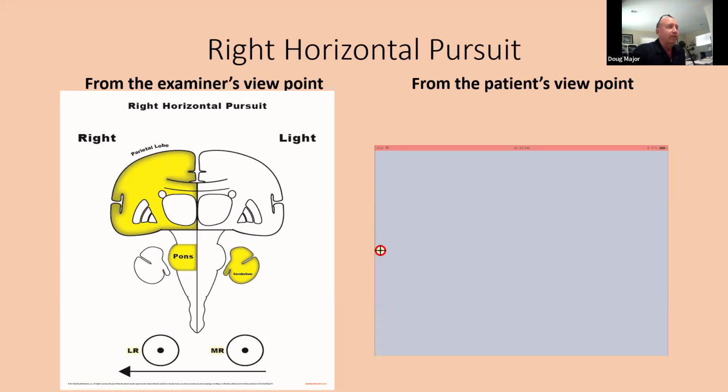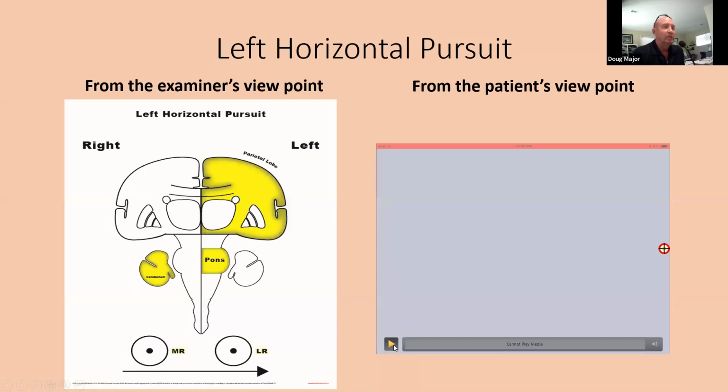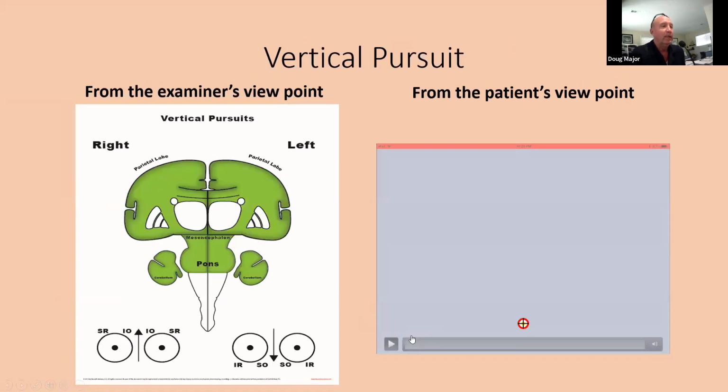These are examples of the Focus Builder app. And here's an example of just trying to get the right brain to work. Go to the left and going vertically, going up.